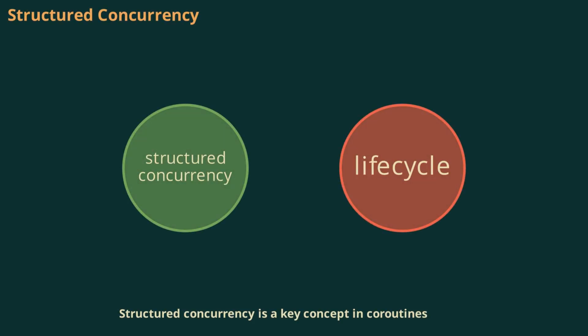Structured concurrency is a key concept in coroutines, ensuring that all asynchronous work is tied to a specific scope. This makes it easy to manage the lifecycle of your coroutines, automatically canceling them when they're no longer needed. Structured concurrency helps prevent resource leaks and keeps your app stable, even as it grows in complexity. It's a best practice for any coroutine-based project.